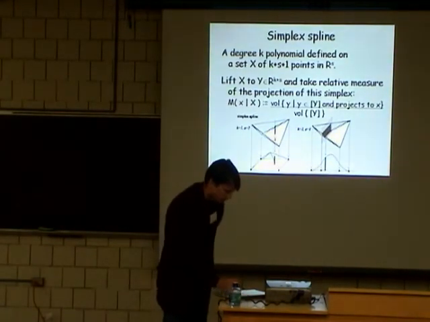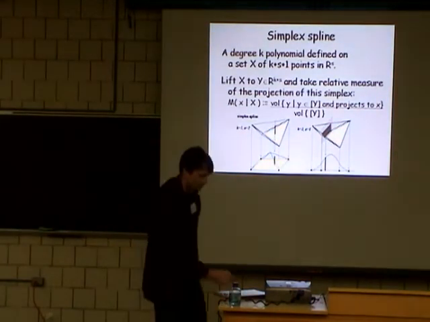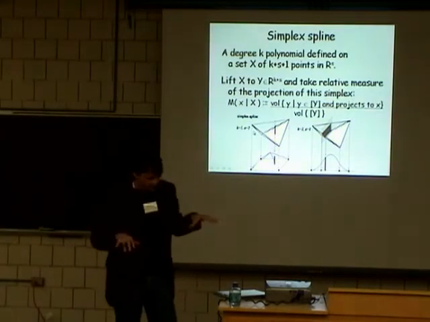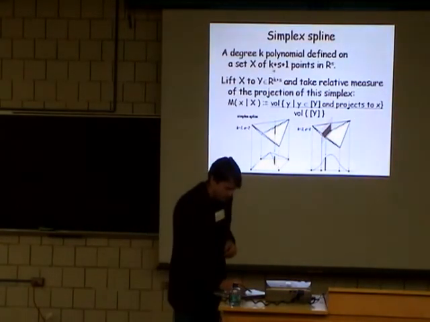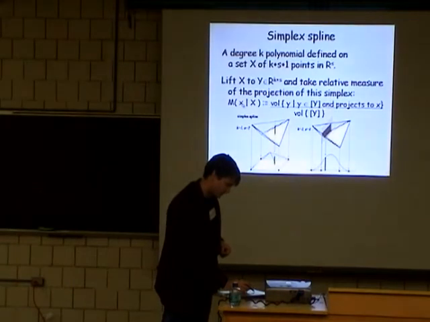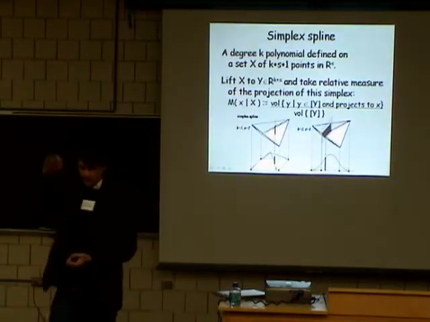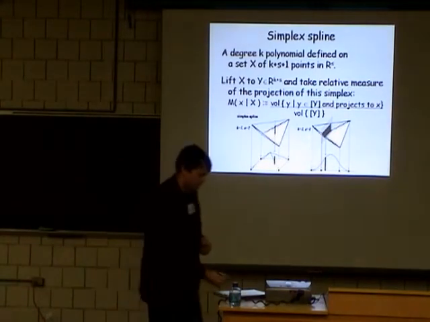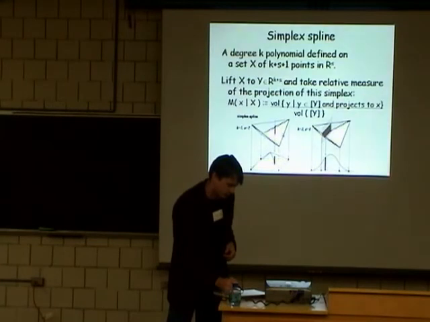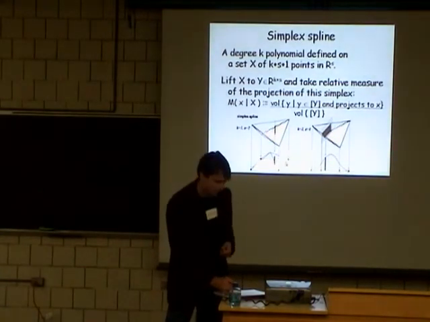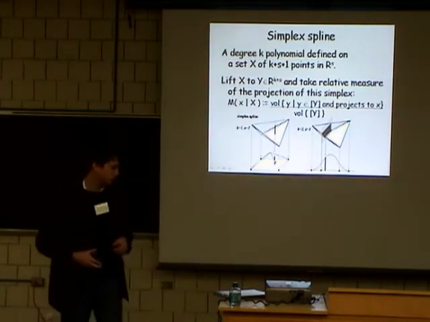So if I want to define a function M of x relative to this set of points that I've given, capital X, let's, to be concrete, think of an example where k equals 1, so a piecewise linear function, and s equals 2, that is defined on the domain of the plane. I will take then 4 points, lift them up into 3 dimensions, take the convex hull, which is a tetrahedron, and then to define a function on the plane, I'll pick a point on the plane, look at the relative measure of the line segment that pierces the simplex relative to the volume of the simplex, and that will be my function. So I will get a function that is zero outside the convex hull of the points, and it will be a piecewise linear function inside the convex hull of the points.